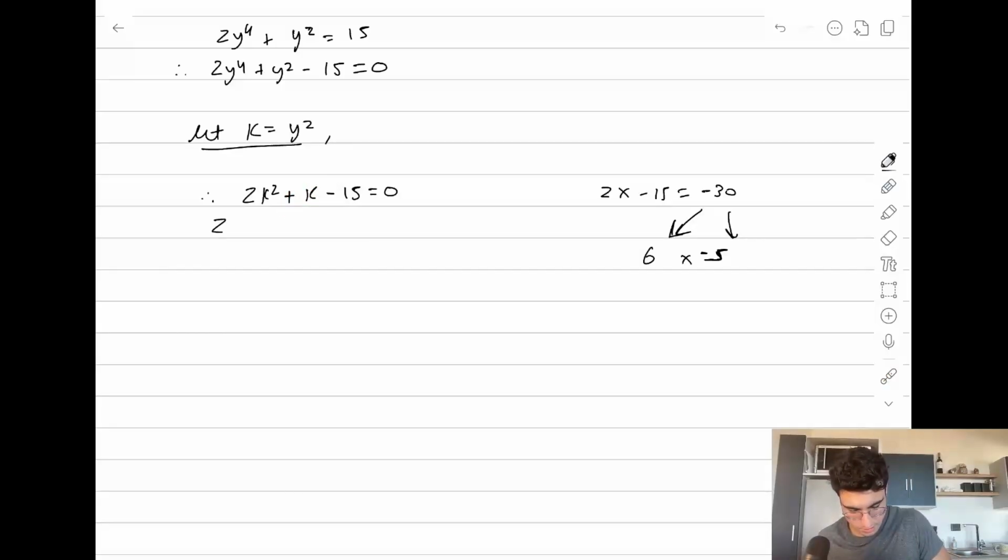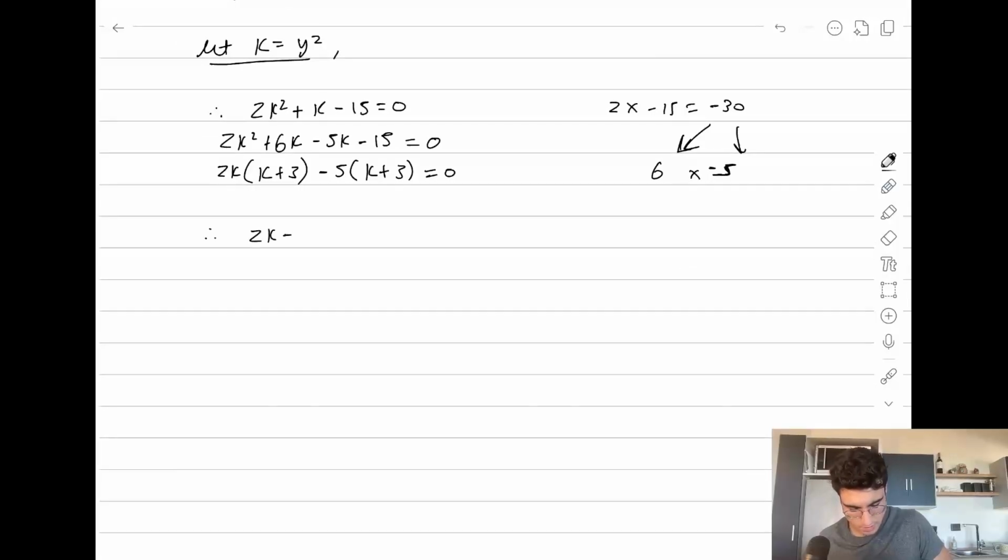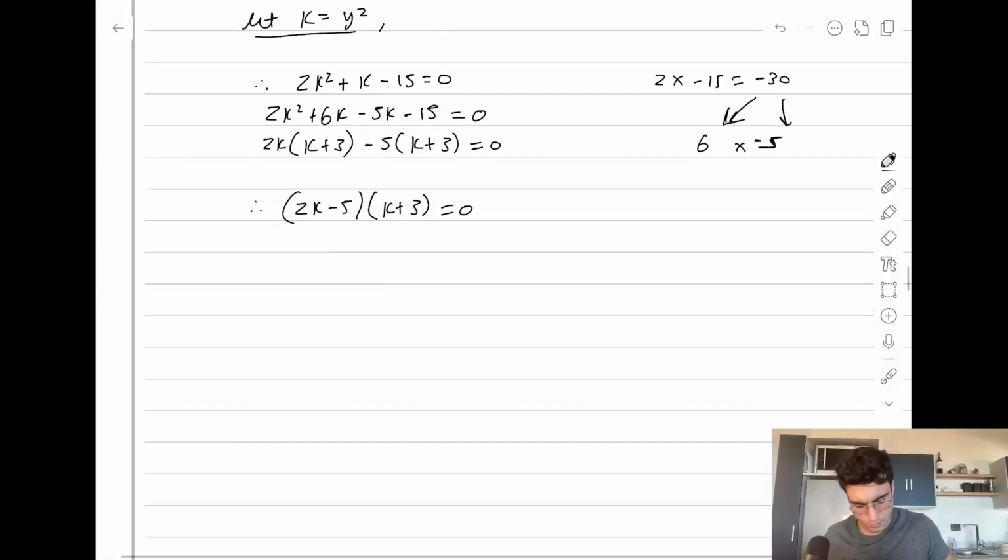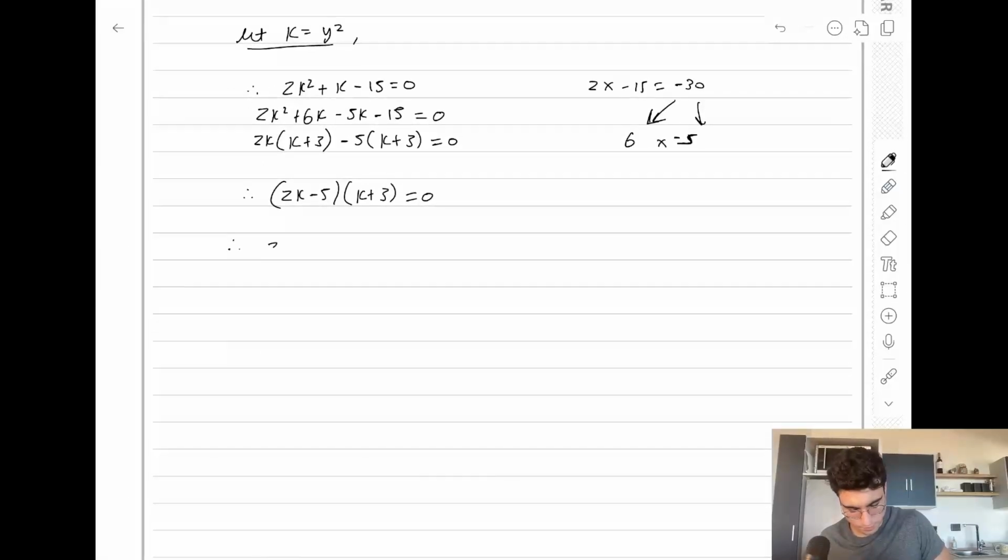So therefore we get 2k squared plus 6k minus 5k minus 15 is equal to 0. So I can take out a 2k here to get k plus 3, minus 5, k plus 3 is equal to 0. So therefore 2k minus 5, k plus 3 is equal to 0. So therefore 2k equals 5, k is equal to 5 over 2, or k equals minus 3.